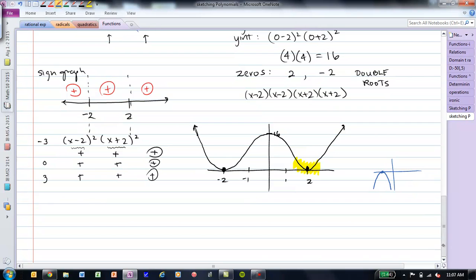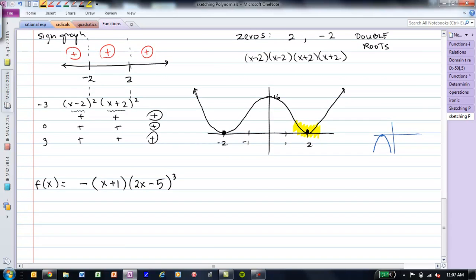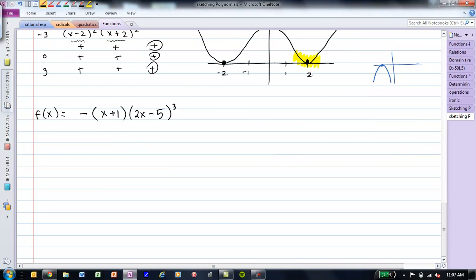All right, let's go with the last example. This one is f of x equals negative (x plus 1)(2x minus 5) cubed. All right, so what do you think the (2x minus 5) cubed is? Well, it's called a triple root.